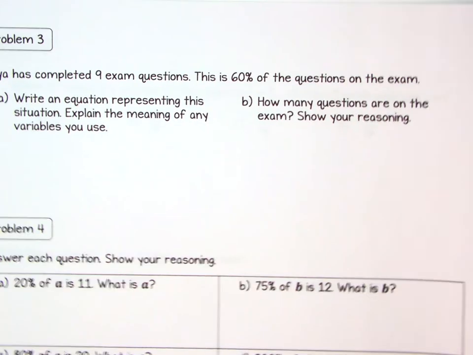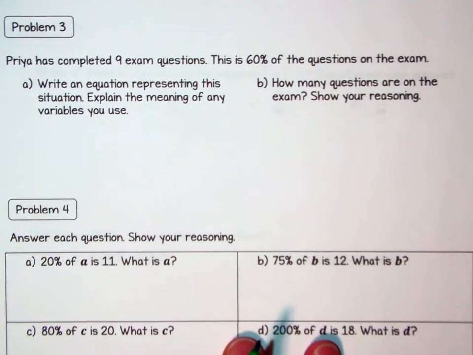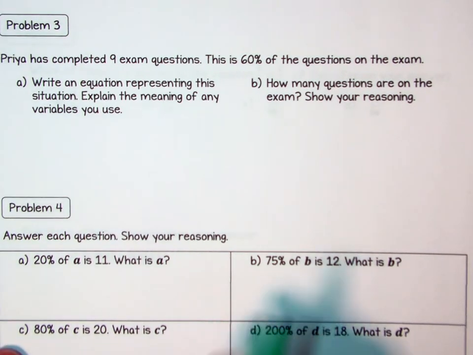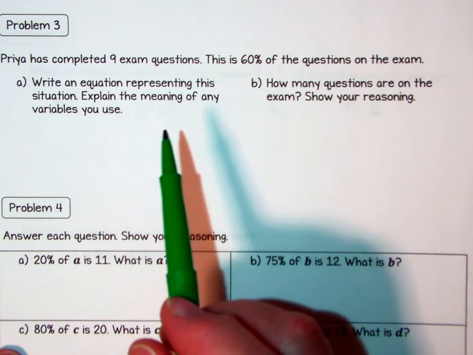Next. Priya has completed 9 exam questions. This is 60% of the questions on the exam. Write an equation representing this situation. Explain the meaning of any variables that you use. So, write an equation representing the situation.